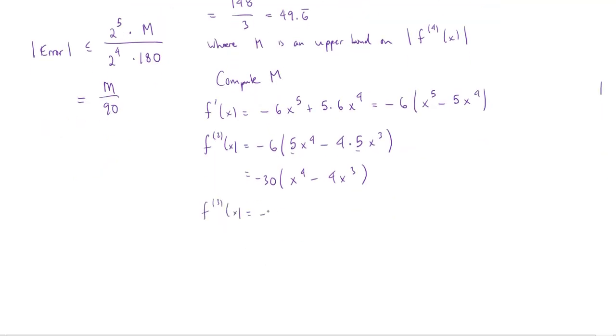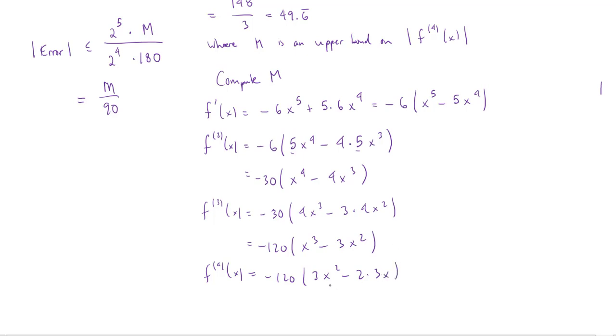Third derivative, okay, I can just keep this negative 30 out front. The derivative will be 4x cubed minus 3 times 4x squared. And now I'm going to bring a 4 out, right? First time I factored out a 6, next time I factored out a 5, next time I'm factoring out a 4. Not a big surprise then. The next time we're going to factor out a 3. So the 4th derivative of f is going to be negative 120 times 3x squared minus twice 3x. I factor out the 3, and I have negative 360 times x squared minus 2x.